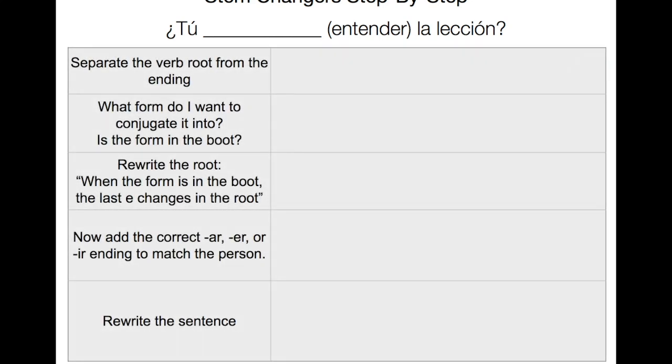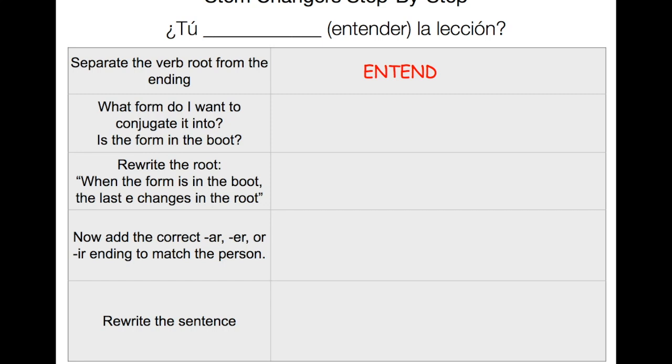So you have the sentence: tú, the verb is entender, la lección. You understand the lesson. Here are the steps of thinking. Separate the verb root from the ending. If you wrote entend, that's correct. I would recommend you guys take a piece of paper and write down the steps we say. Then, what form do I want to conjugate it into?